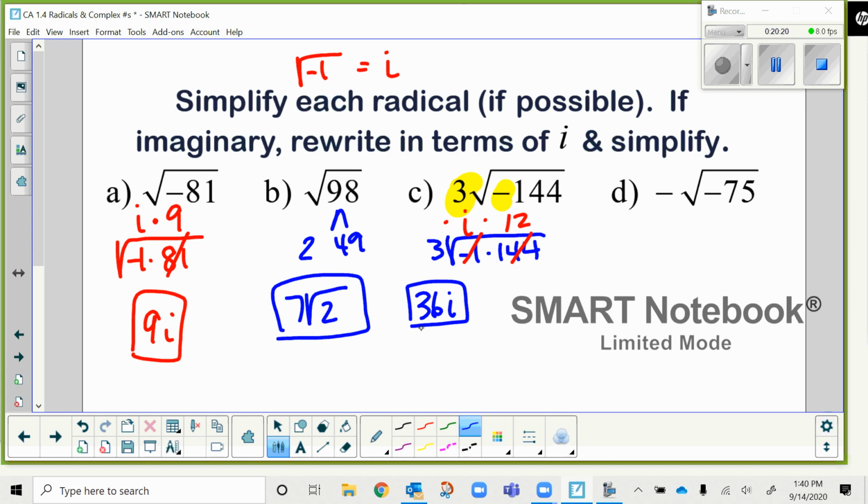Did you notice there's no more negative? Okay, there was a negative in the problem, but because it was under the radical, it gets pulled out as i, okay?